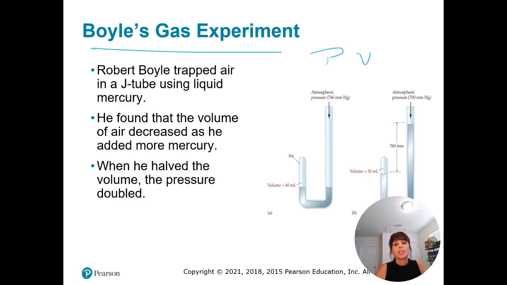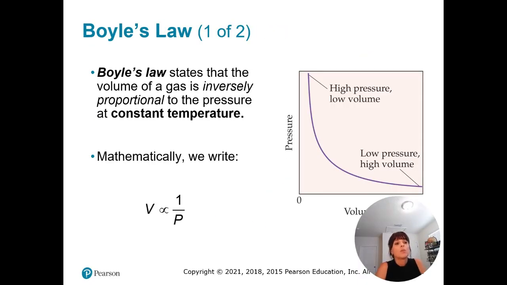He started studying this in the lab using liquid mercury, and he saw that the moment he divided the volume by 2, the pressure doubled. So when the volume decreases, the pressure increases in the same proportion. If you see the graph here, when you have a high pressure, you have a very low volume. So here it says the volume is inversely proportional to the pressure.